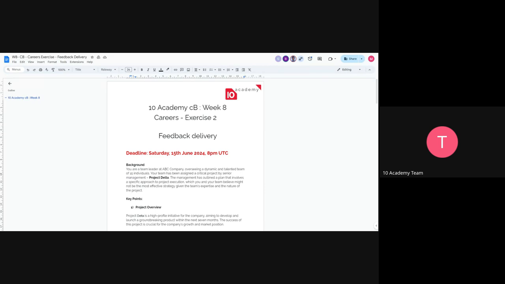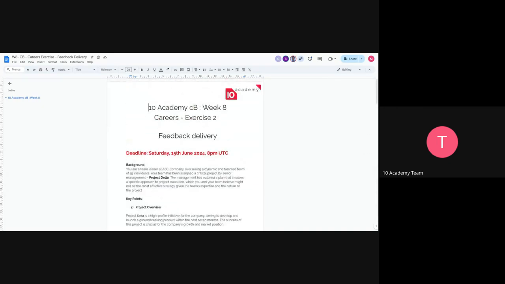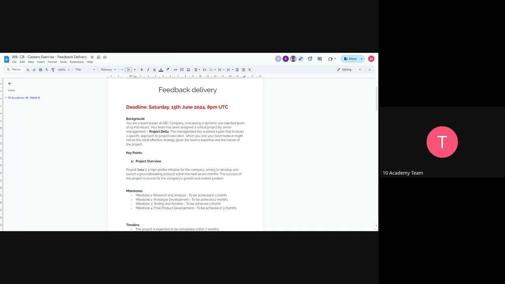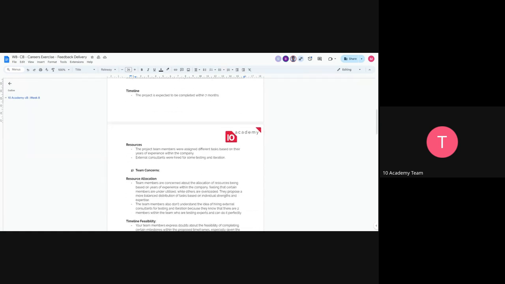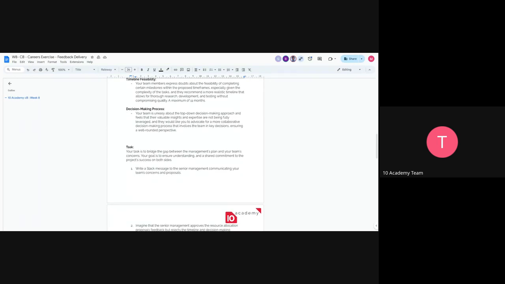Yeah, so let's quickly look at the challenge for this week. I'm not going to read through it because it's a lot, but just a brief description. So it's on feedback delivery, and you're a team leader, and you have a project, and in the project things keep going wrong with the team. So you have to find a way to effectively communicate to the different teams involved.